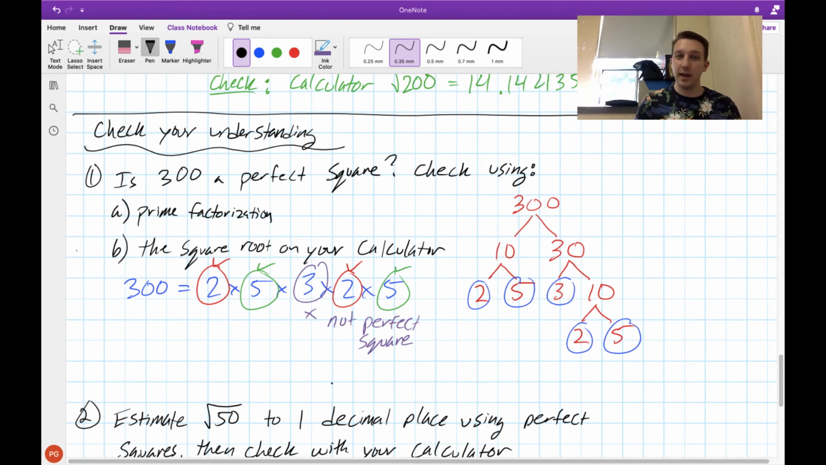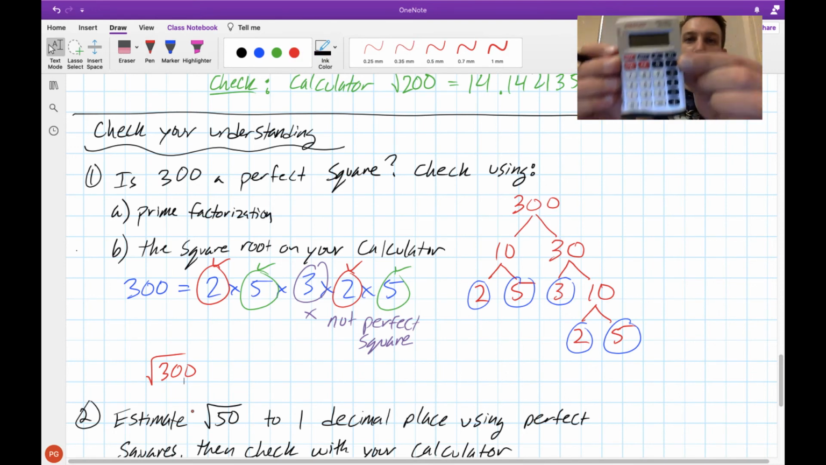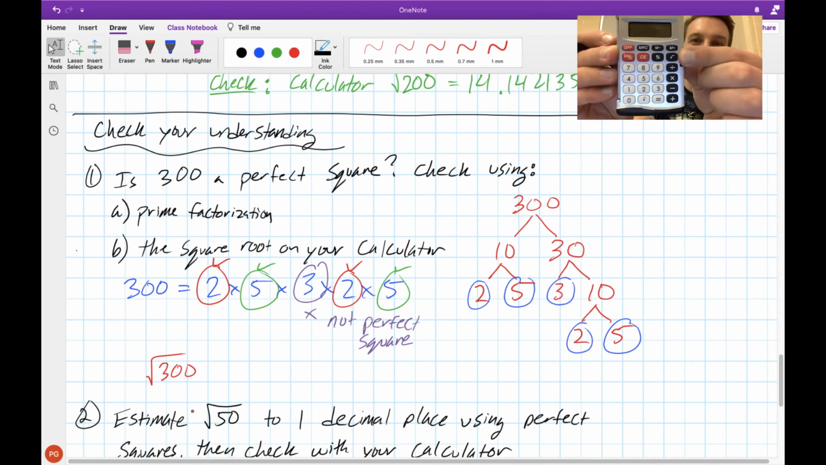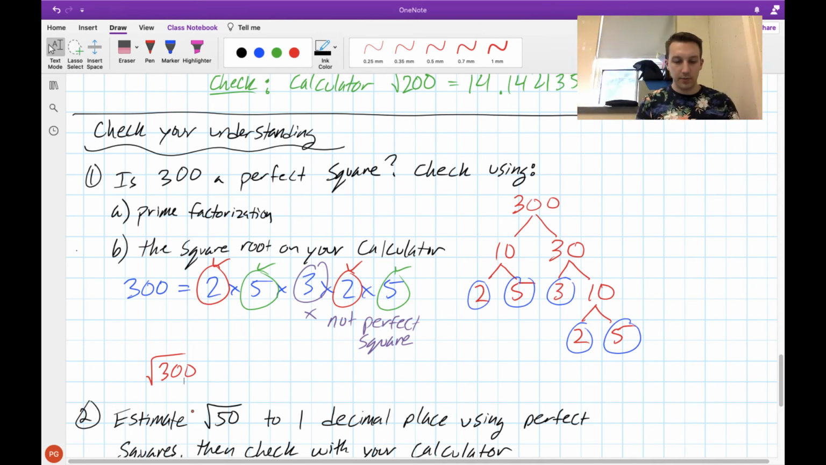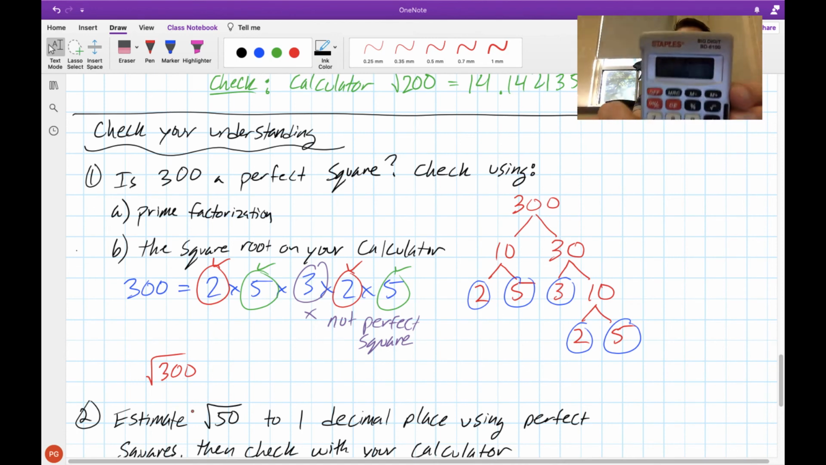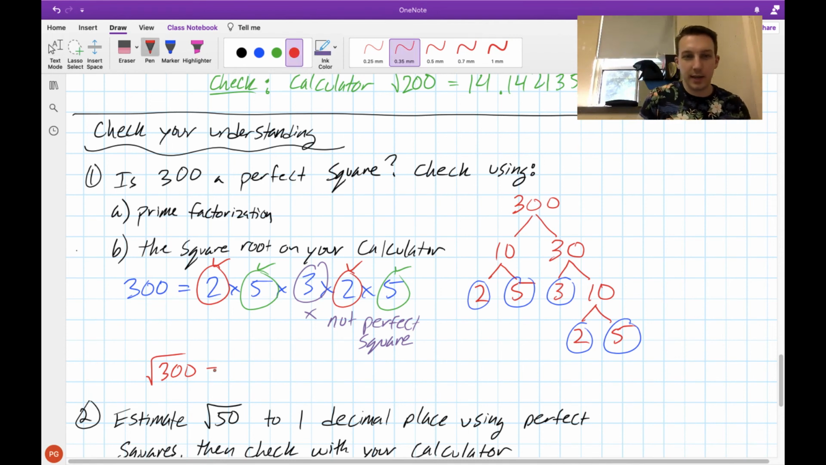And we can check that using our calculator as well. If we plug in square root of 300 into our calculator, you would use this square root button right here. You punch in 300 like this, and then you hit the square root button. And what you'll see is that we don't get a nice number. We get 17.320508. And again, this would go on for much, much longer, but our calculator only has so much space. Again, this is not a whole number, so it's not a perfect square.